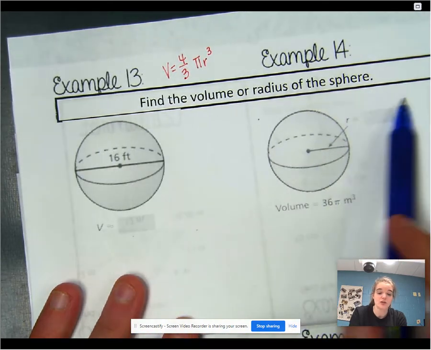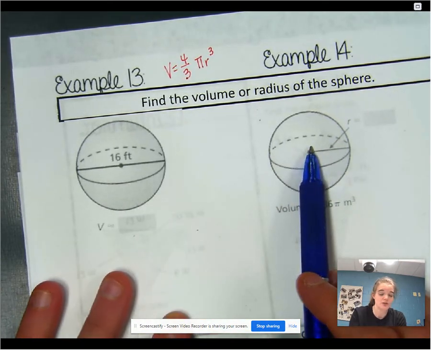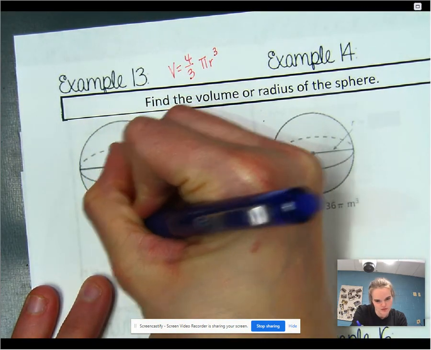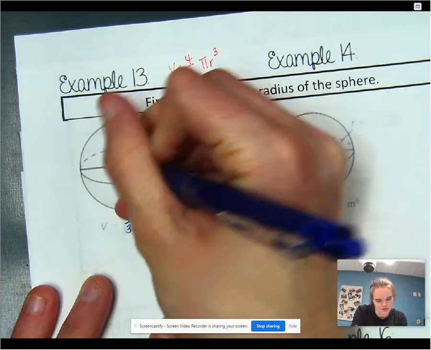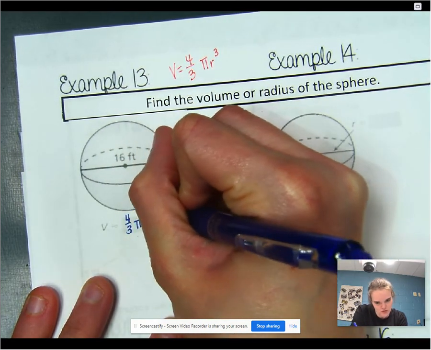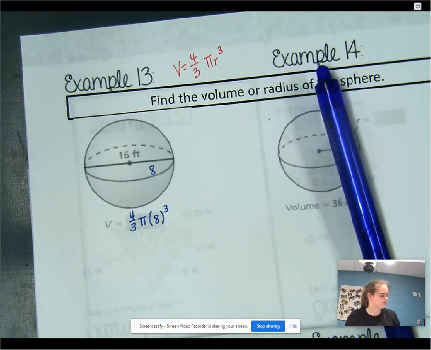All right, so find the volume. Notice it does not say use 3.14 for pi, so we're not going to use that. So the volume here is equal to 4/3 pi times the radius is 8 cubed. So we're going to type that in.